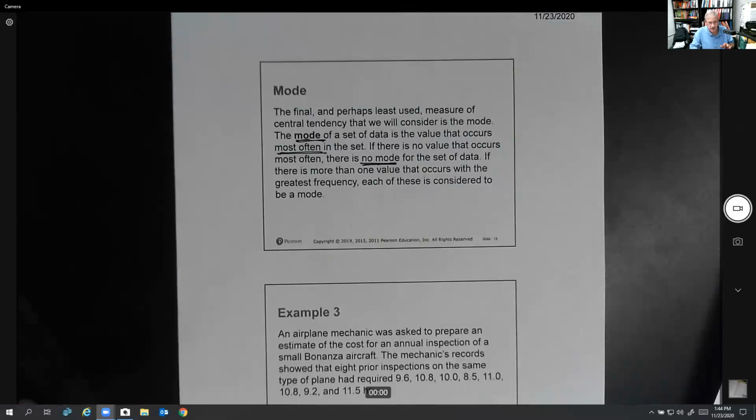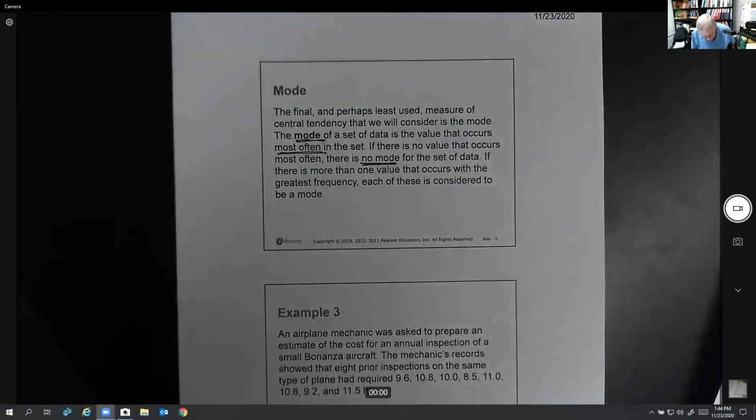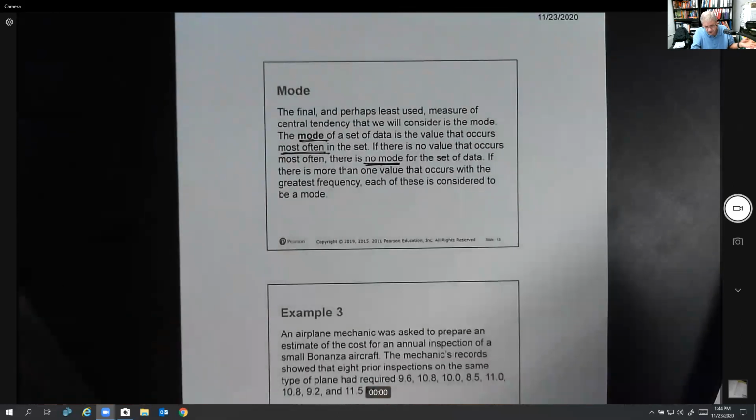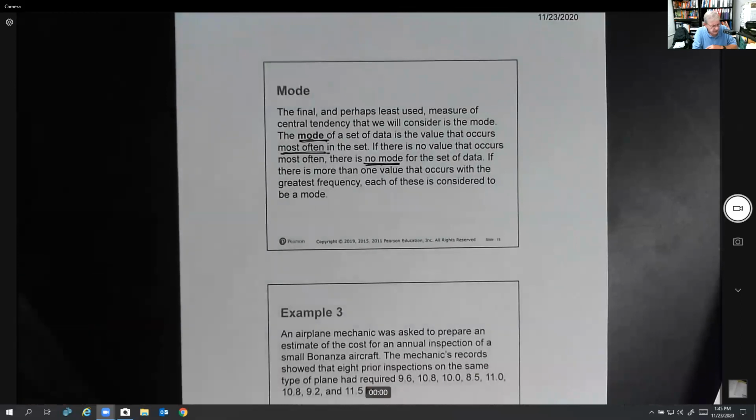If there is no clear-cut number that happens the most often, so no number comes up, like 1, 2, 3, 4, 5, 6, 7, 8, 9, 10, we just have all those numbers and they all happen one time, there's no mode. If we have 1, 2, 2, 3, 4, 4, 5, 6, 7, 8, 9, 10, then 2 and 4 would be the mode.